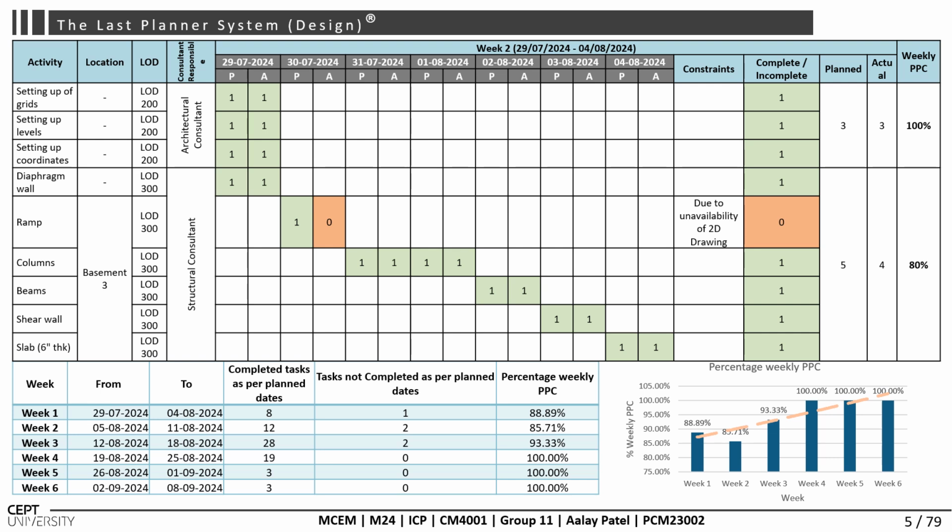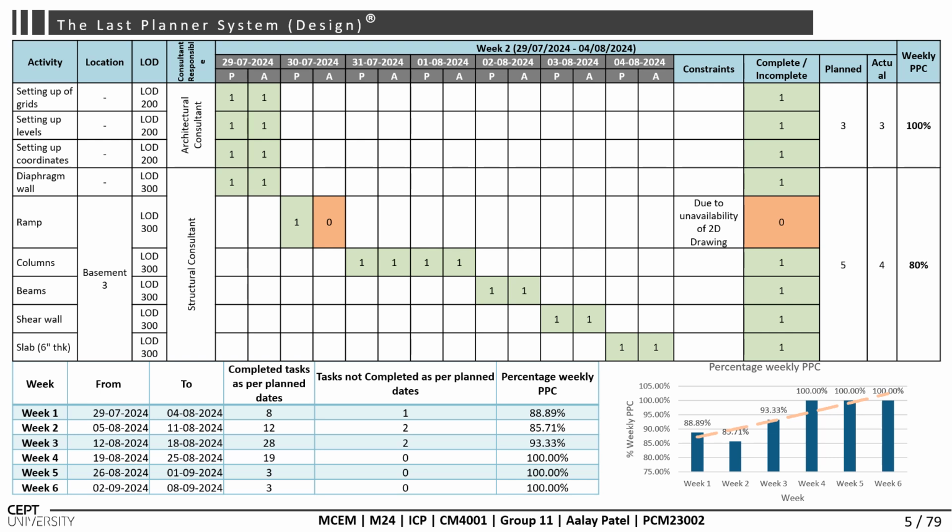Coming towards the Last Planner System design, the LPS design, we created an MSP schedule that was meticulously tracked on a weekly basis by breaking down activities and identifying the specific days on which they were scheduled. The systematic tracking allowed us to monitor the progress of each activity and assess whether it was completed on time or not. In our activity table, if an activity was completed as planned, it was marked with a 1. If it is incomplete, it was marked with a 0.